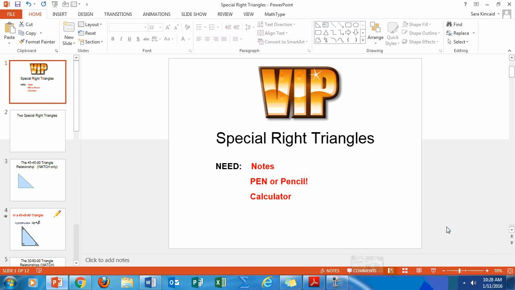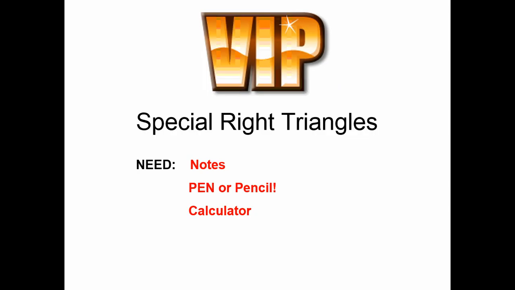Hello, ladies and gentlemen. Today we are going to take a look at special right triangles. So what makes a triangle special? And then also we're going to take a look at how the fact that it's a special right triangle helps us determine missing sides. So we're going to look at relationships between sides in special right triangles, and that's going to allow us to find missing pieces of a triangle.